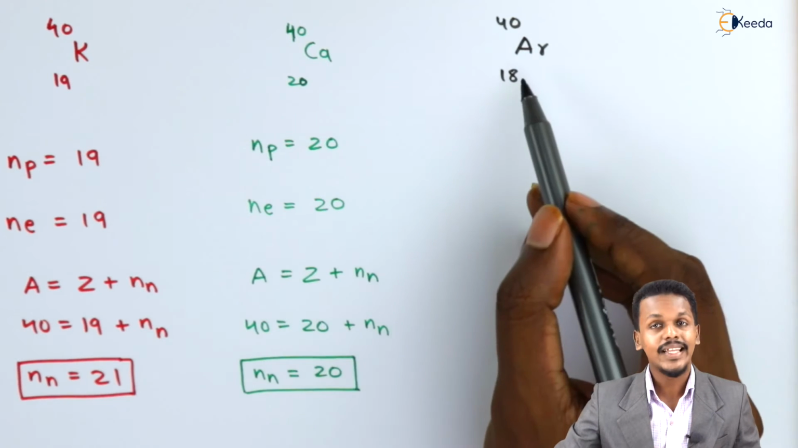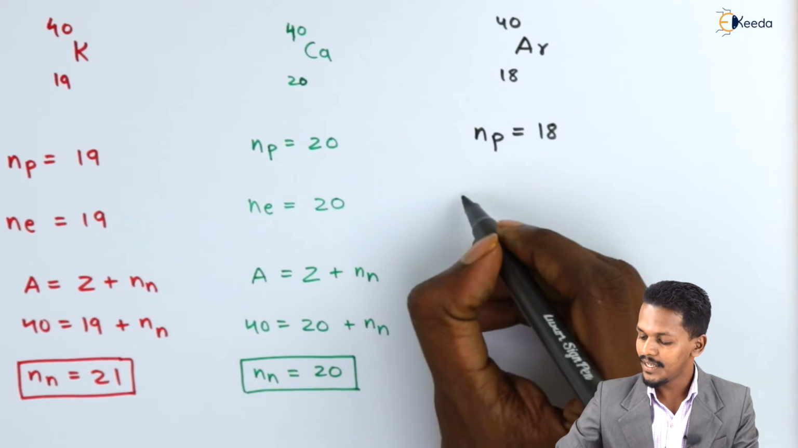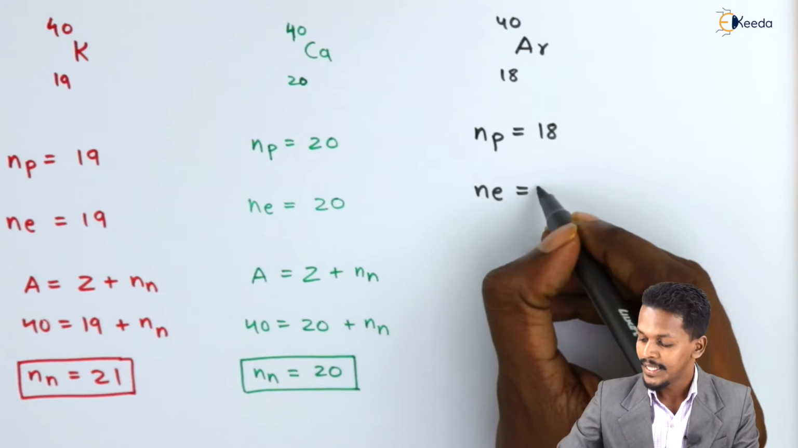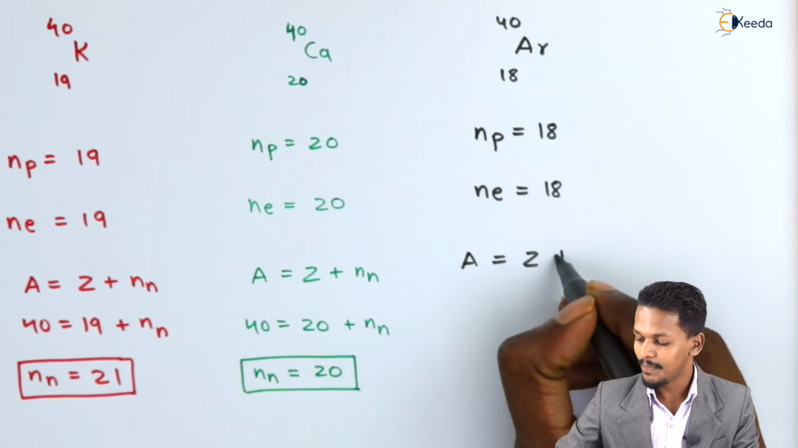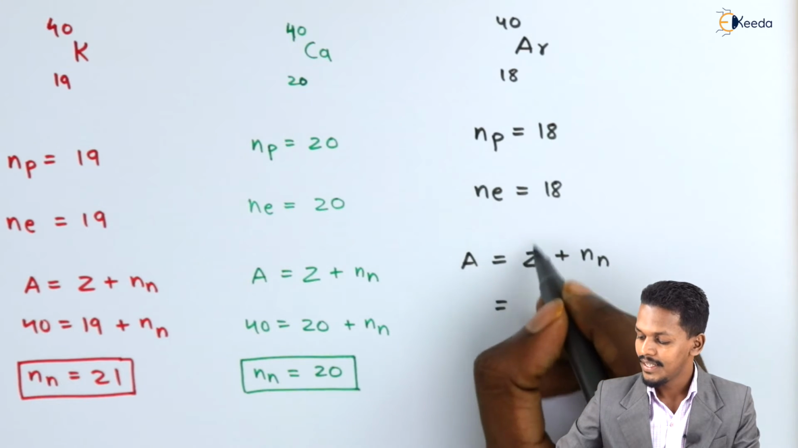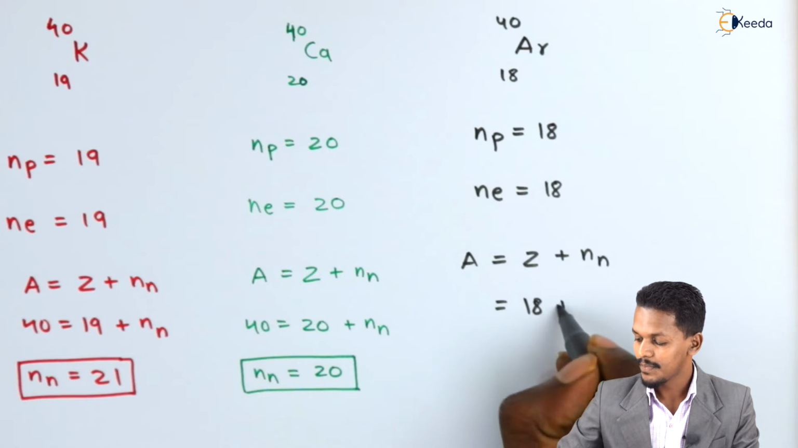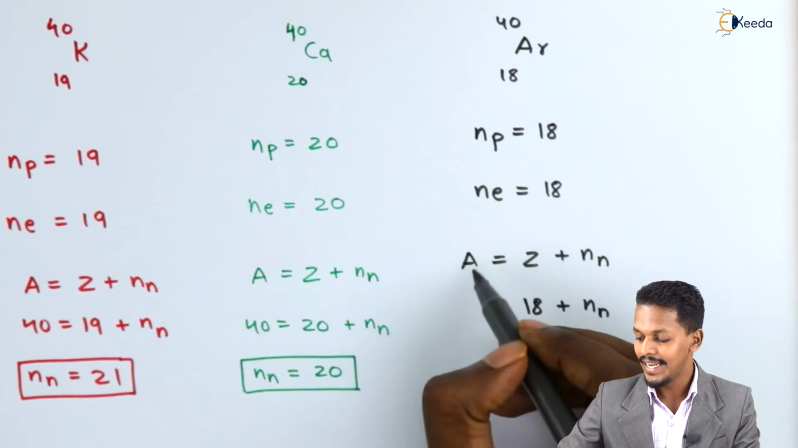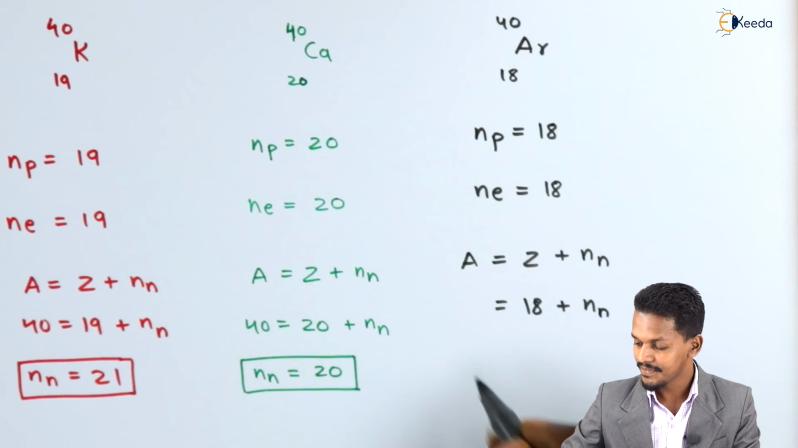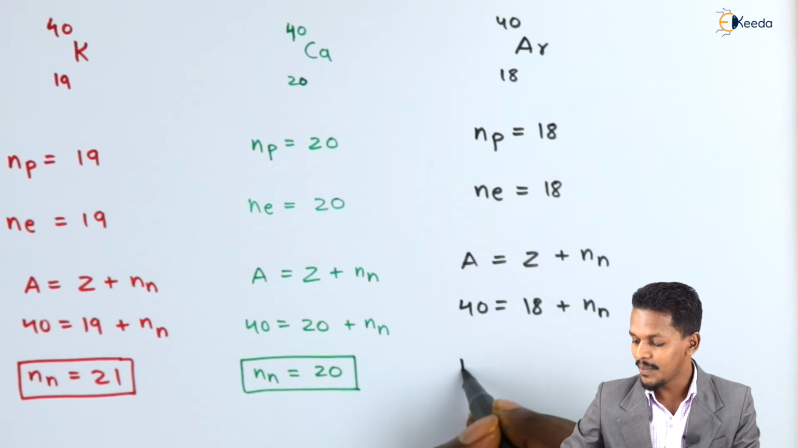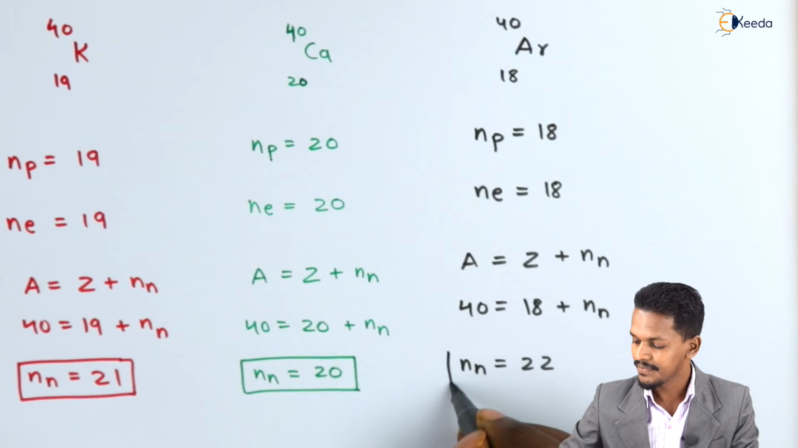Now let's talk about argon. The number of protons is 18. Similarly the number of electrons is also 18, and here we apply the same formula, A is equal to Z plus the number of neutrons. Z, the atomic number, is 18, plus the number of neutrons, which we have to calculate, and the atomic mass number is 40. So the number of neutrons will be 40 minus 18, which is 22.